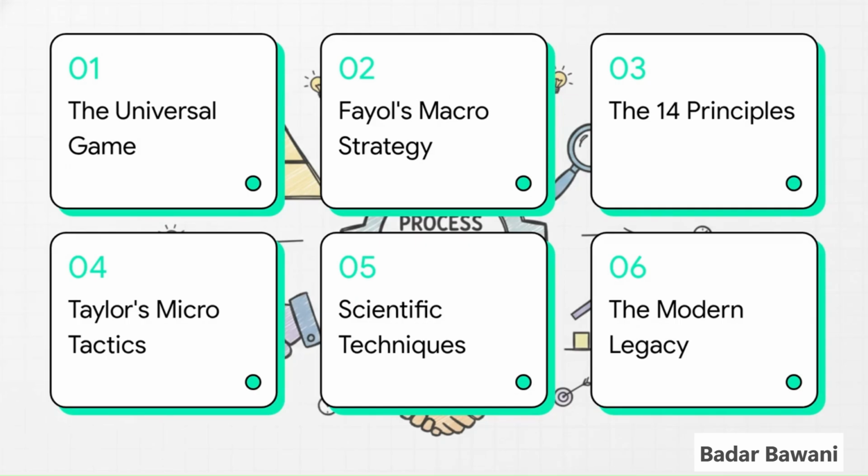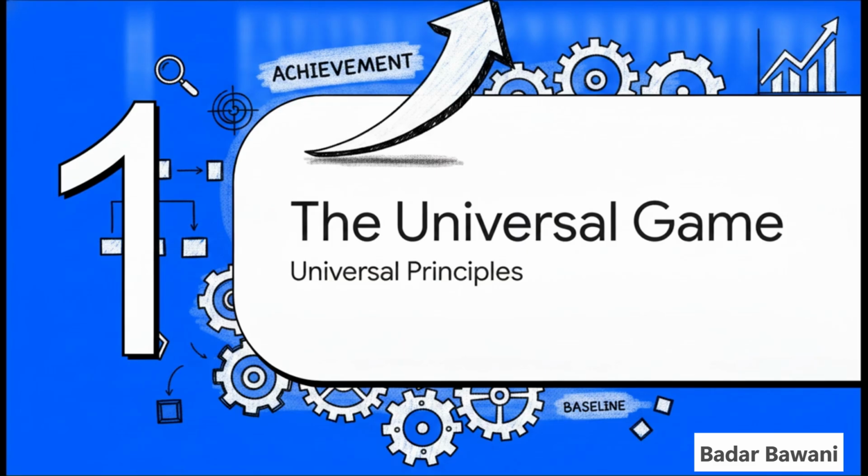All right, here's our roadmap for this explainer. First, the universal game, then Fayol's macro strategy, followed by the 14 principles. After that, we'll hit Taylor's micro-tactics, his scientific techniques, and finally wrap up with the modern legacy. Let's jump into Section 1, the universal game.